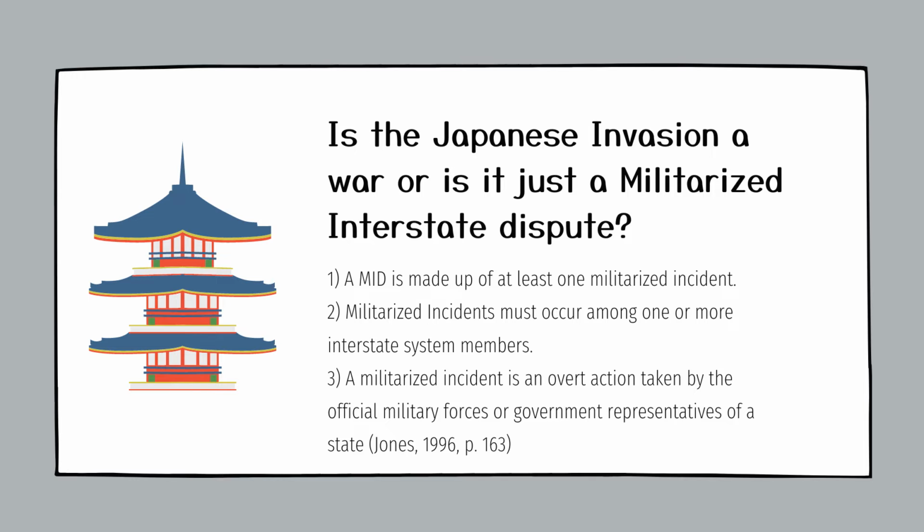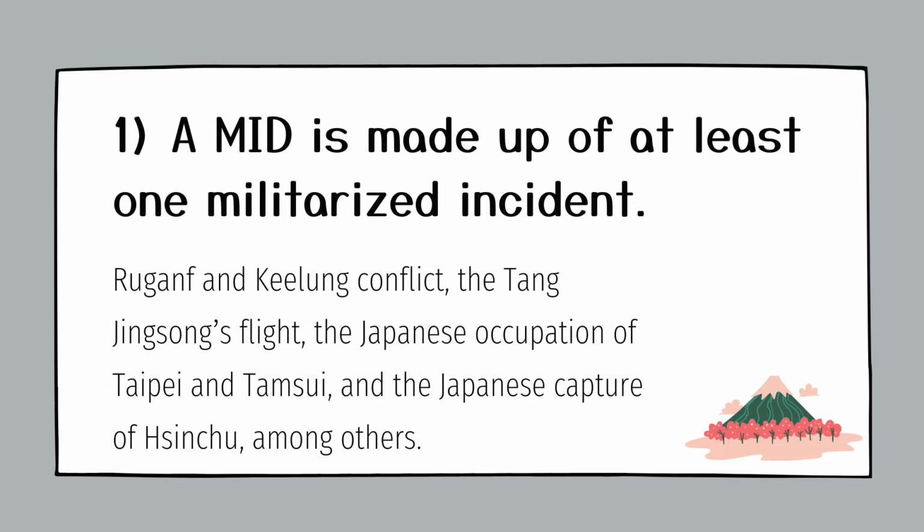Jones on page 163 of his article Militarized Interstate Disputes, first, an MID is made up of at least one militarized incident. Second, militarized incidents must occur among one or more interstate system members. And three, a militarized incident is an overt action taken by the official military forces or government representative of a state. So, for the first part, an MID is made up of at least one militarized incident.